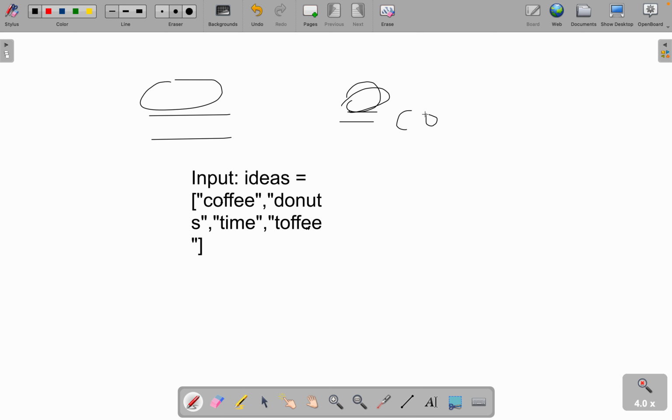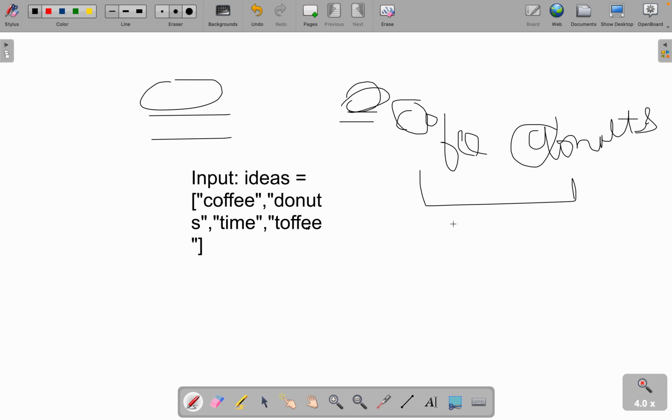Just like if we take any two words from the array of ideas, coffee and donuts, we are going to swap the first letters of both of these words, that is D and C. And if two new words are formed, then we are going to increment our count by two. That means we got two valid distinct names. Got it? That is doffee and conuts.